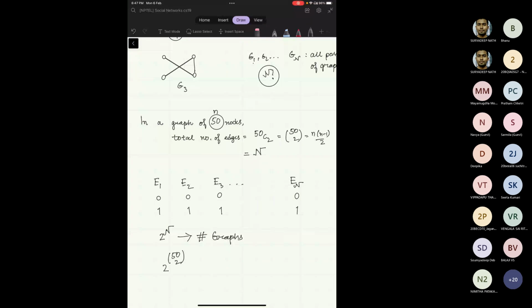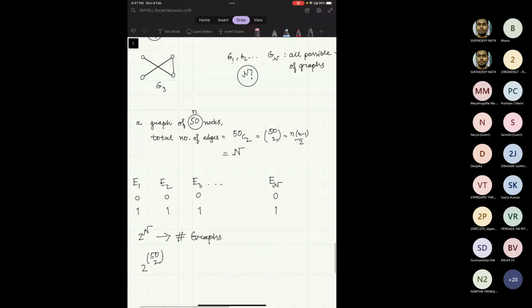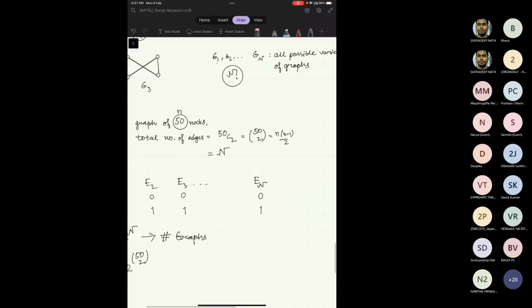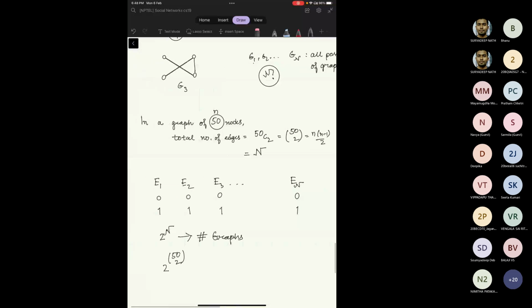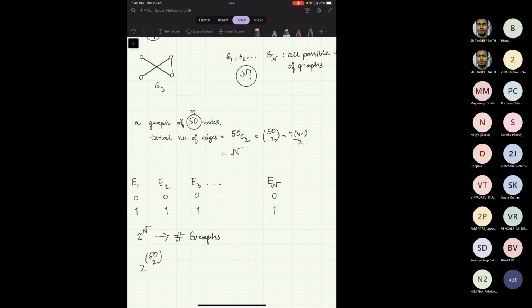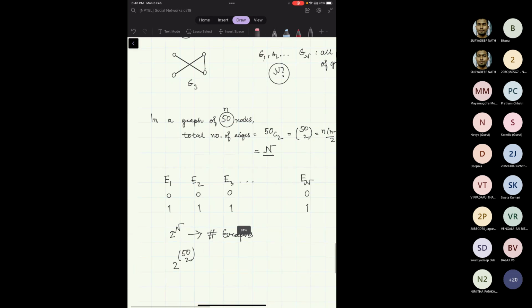For 50 nodes, if we have 50 nodes, the total possible number of edges will be 50 C2. Why? Because how is the total number of edges decided? You pick any 2 nodes and you draw an edge between them. That gives you all possible edges, which is n into n minus 1 by 2, which is also the combination of picking 2 nodes from a pool of 50 nodes. So it's 50 C2, and let us denote it by capital N.